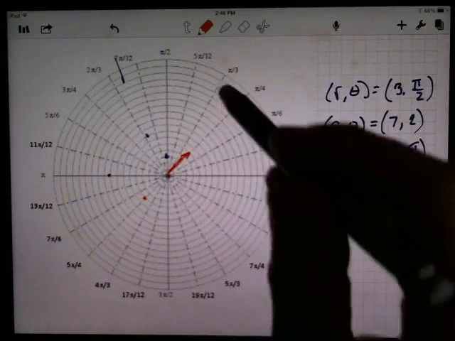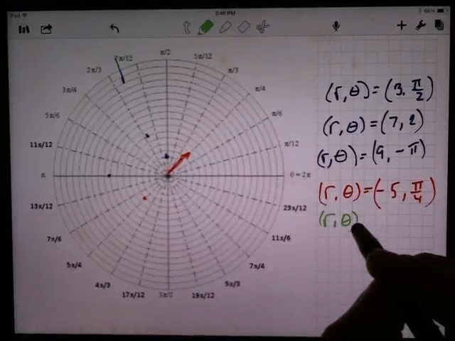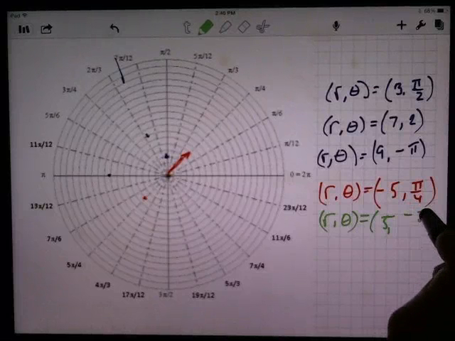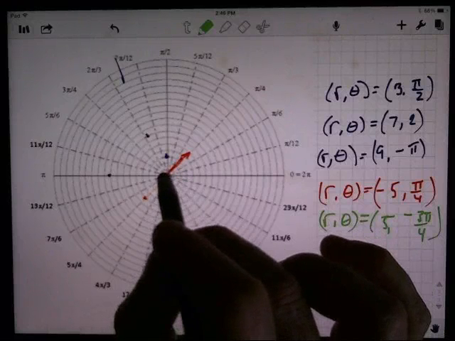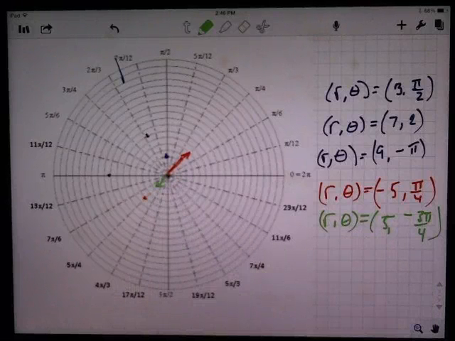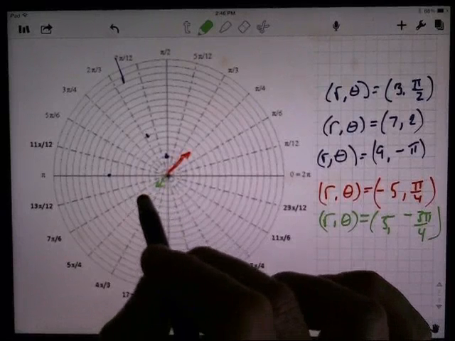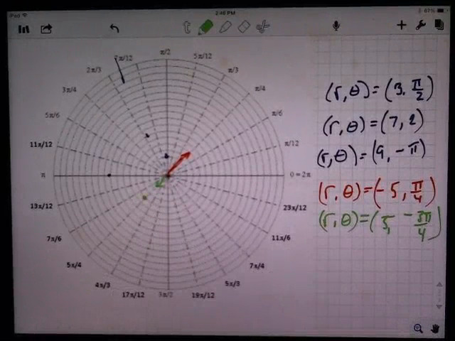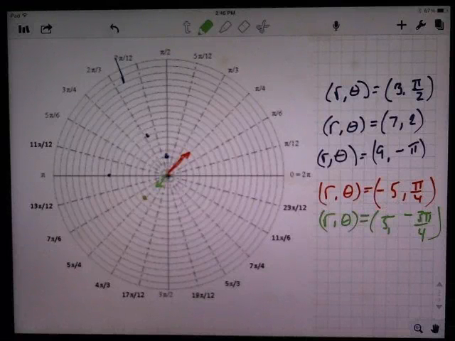That being said, in green here, I'm going to plot the point r theta equals 5 comma negative 3 pi over 4. So I'm saying turn through an angle of negative 3 pi over 4. That would be facing this way. And then in that direction, go 5 units. 1, 2, 3, 4, 5. That would get me right there. It would give me right in the exact same spot that this one did.